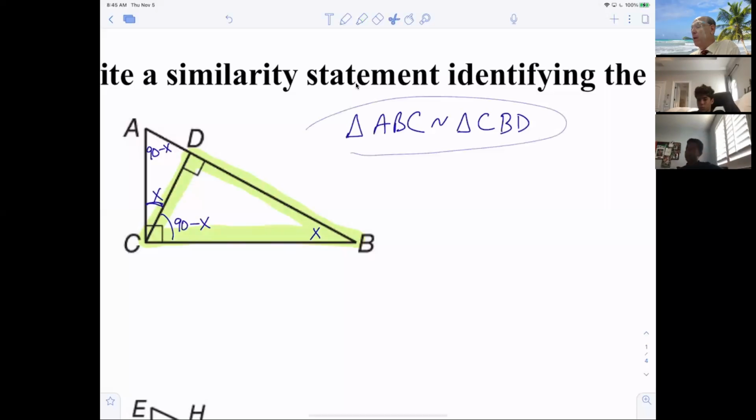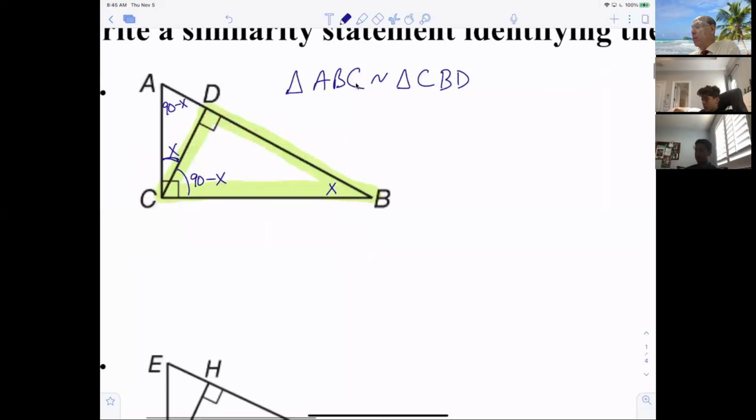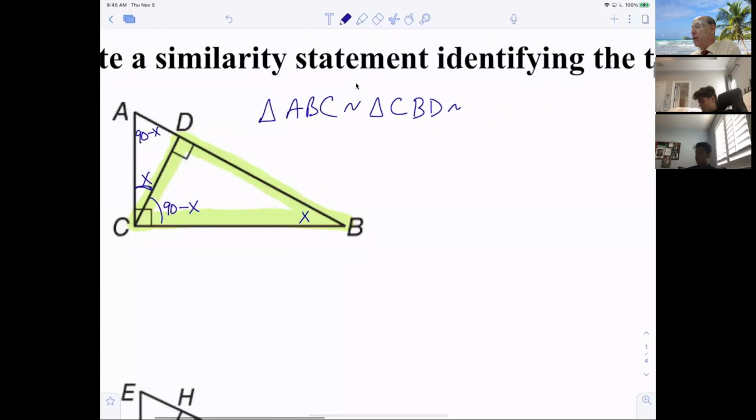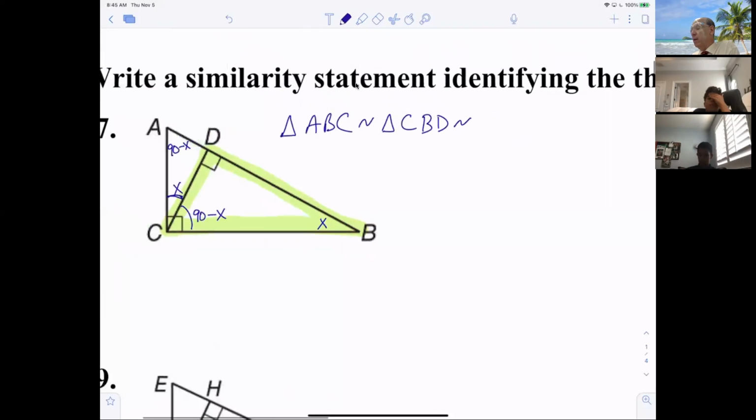All right. Now I'm done with that. So now we're looking at the small triangle. Again, we said A was the what? 90 minus X. B was what? X. And C was 90 degrees. So now, in the triangle, I'm going with 90 minus X on the small one, which is A. And then the X is C. And then the right angle is.